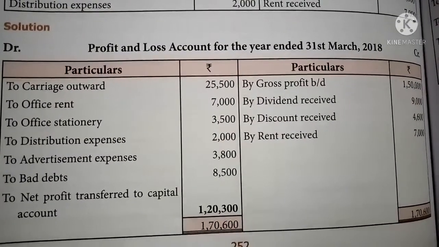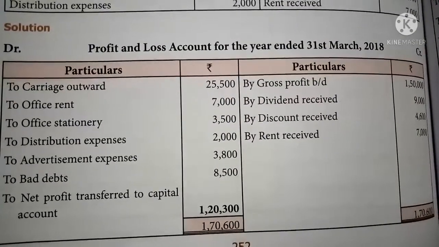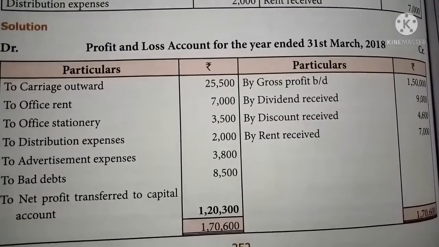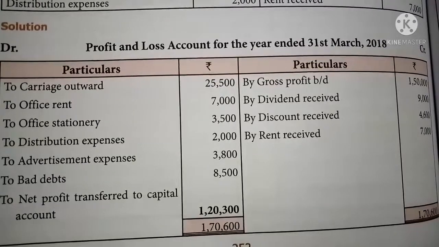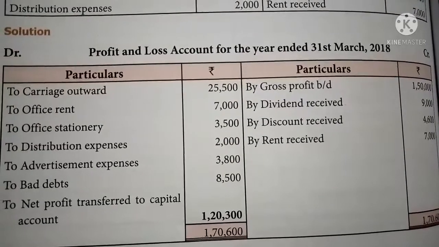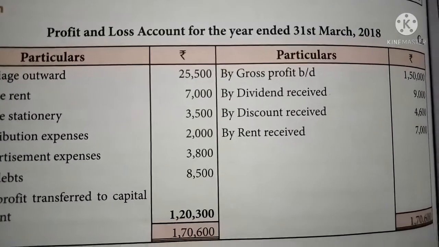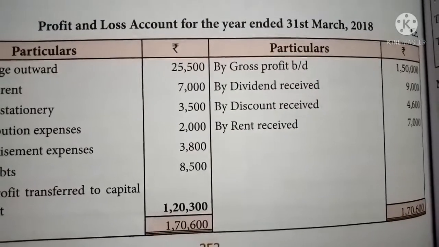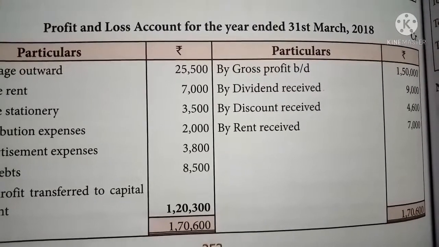Mostly it will come to, that is 32, 35, 36, 36, 38, 38, 41, 49, 49, 50,300. The total will be 50,300. Okay. Here on the credit side, the total will be 1,70,600. 1,70,600 is the credit total, and the debit total is nearly 50,300. So the highest total is 1,70,600.